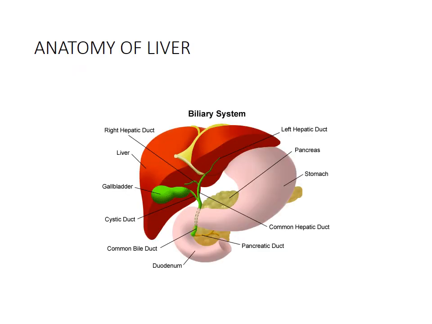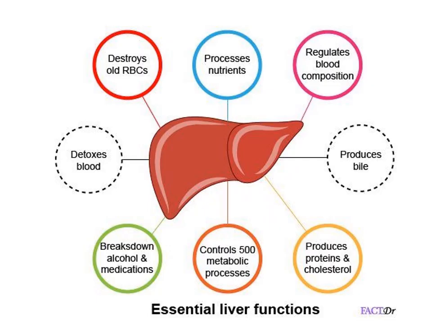Located in the right upper quadrant of the abdomen just below the diaphragm, the liver has major left and right lobes with two smaller inferior lobes, most of which are covered by a thin capsule and mesothelium of the visceral peritoneum. The chief functions of the liver can be grouped into 5 main categories.